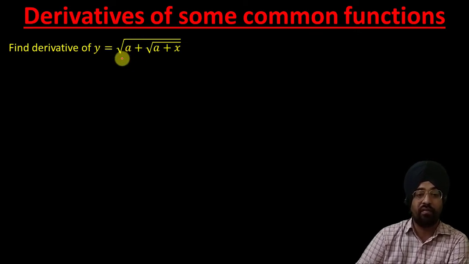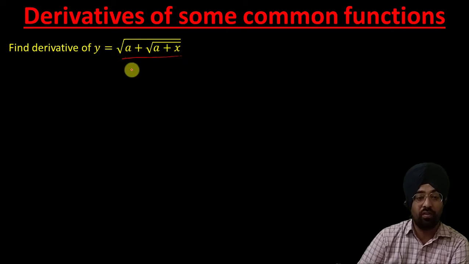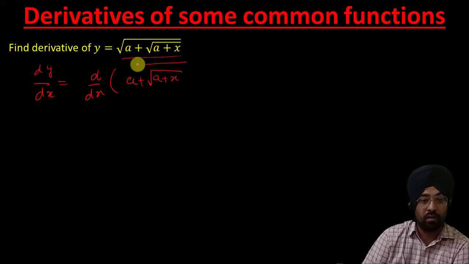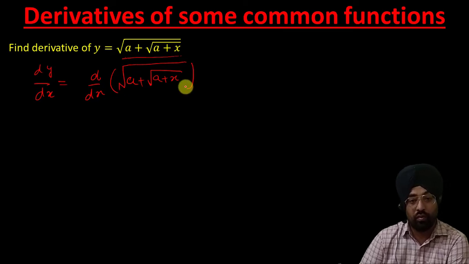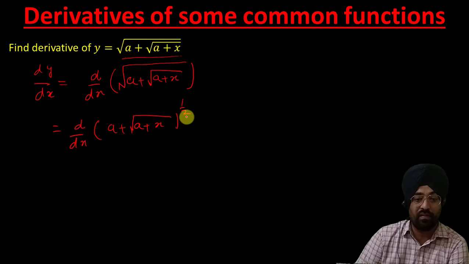We have to find the derivative of y, where y is the square root of (a plus square root of x). We have to find dy by dx. It becomes d by dx of the square root of (a plus square root of x). You can write it as d by dx of (a plus square root of x) to the power 1 by 2, since a square root can be written as the power 1 by 2.